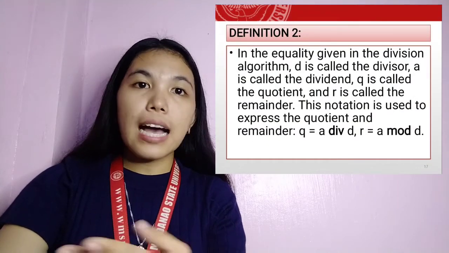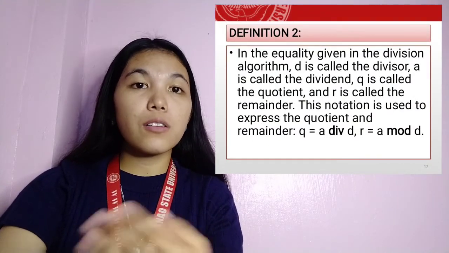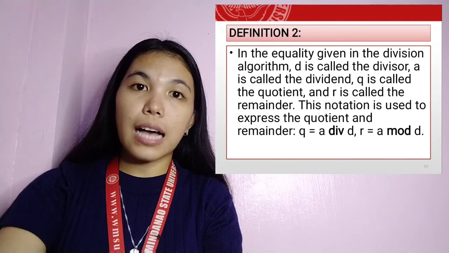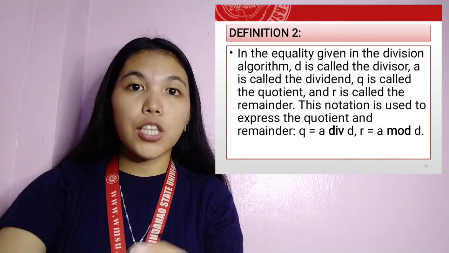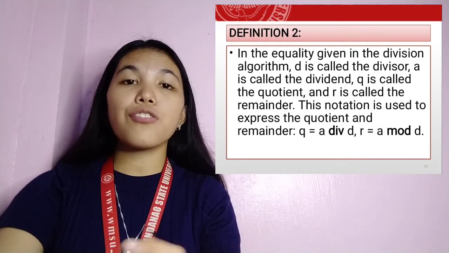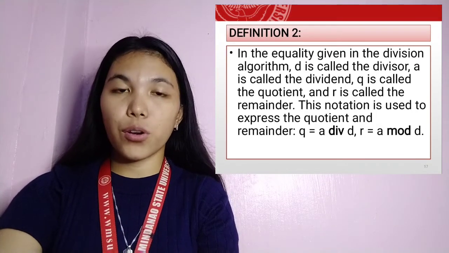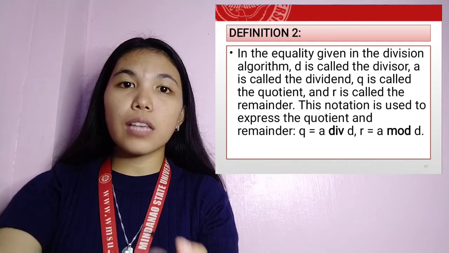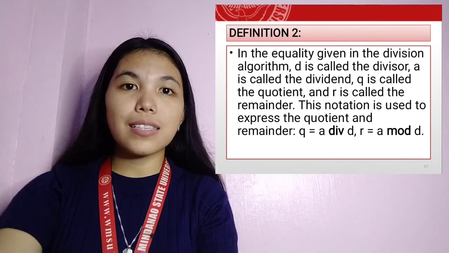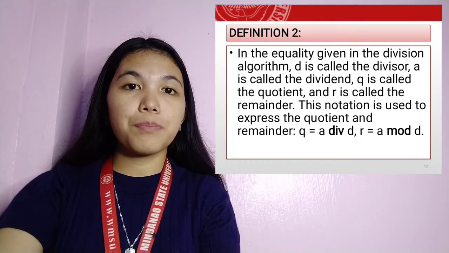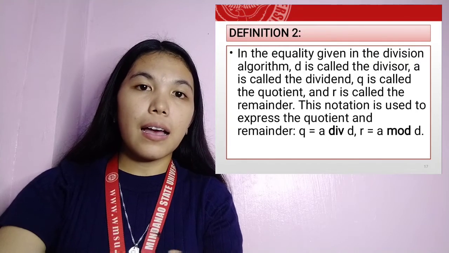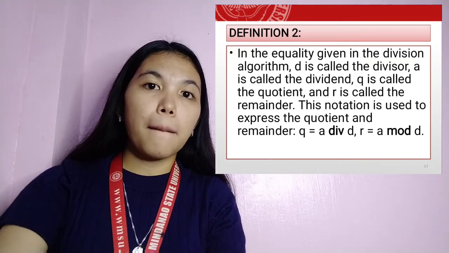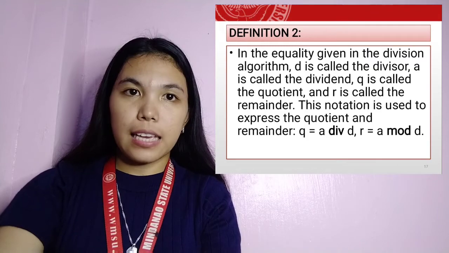In the equality given in the division algorithm, d is called the divisor, a is called the dividend, q is called the quotient, and r is called the remainder. This notation is used to express the quotient and remainder: q equals a div d, r equals a mod d.